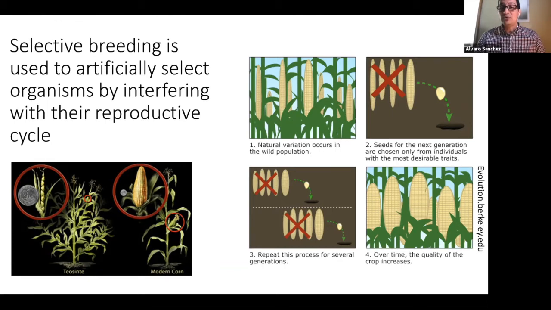And then what you do is you take seeds, you interfere with the reproductive cycle of the organism you are trying to breed. In nature, that breeding is going to occur through their own natural processes, but in selective breeding, you can choose which organisms are going to pass the genes to the next generation. So you could take seeds from those natural variants that are closer to the traits that you desire, then create a new generation only from those seeds, and then repeat the process multiple times. And as you keep selecting for reproduction only those organisms whose traits are more desirable, over time you see an improvement in the traits under selection.